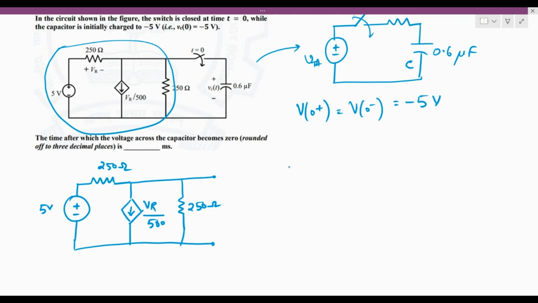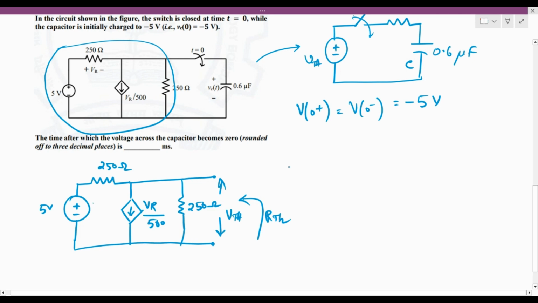So we basically need to find out VTH and RTH for this. So this is going to be my VTH, the voltage across this, and we need to compute RTH looking in from these two terminals, right? So to find out VTH, let's look at this circuit.